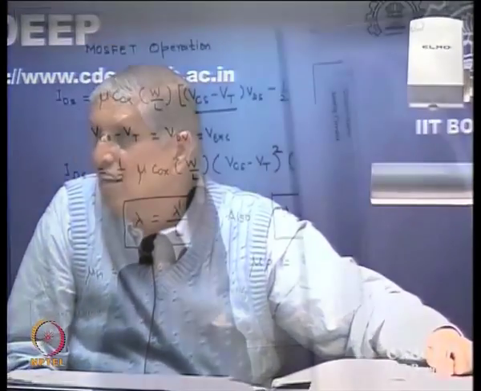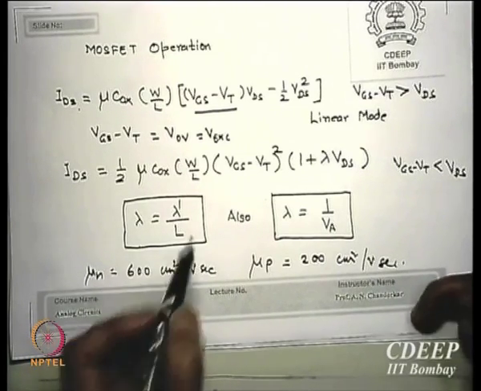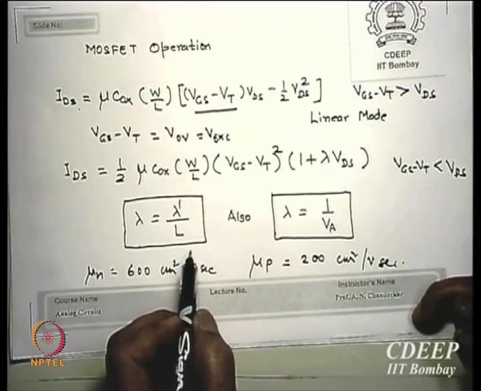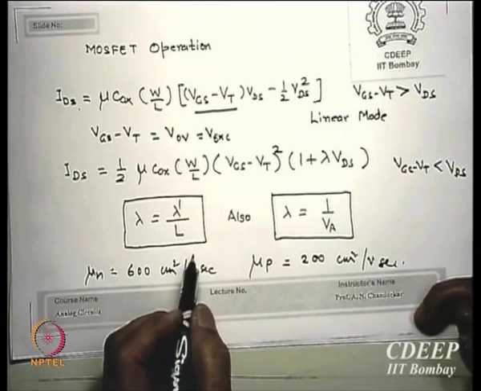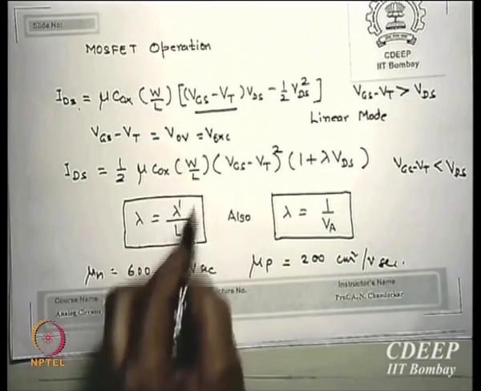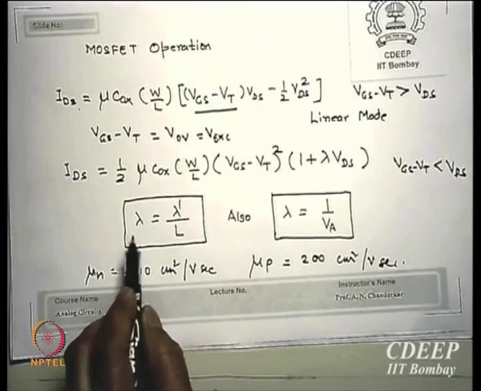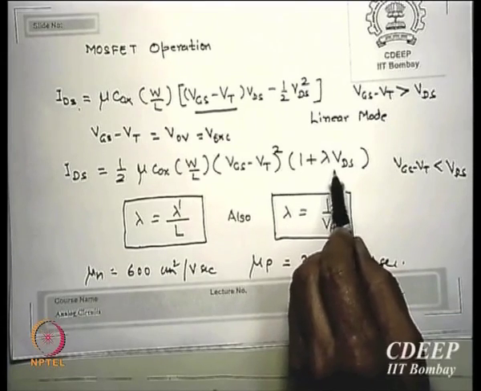But now, just now I said that if VDS increases, L effective actually changes. That effect can be taken care of by an additional term, 1 plus lambda VDS, where lambda is the saturation factor, defined as lambda dash by L. What does this also mean? The larger the channel length, will lambda be higher or smaller? This is a technology parameter, fixed for a given transistor. So, the larger the channel length, the smaller is lambda. Is smaller lambda good or bad?